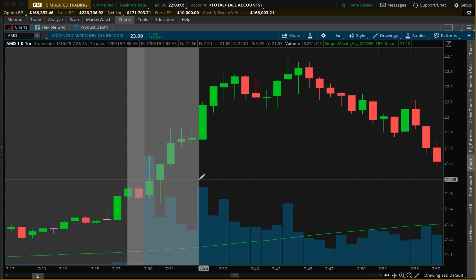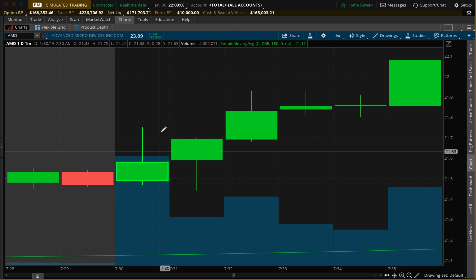To read these charts and these candlesticks, there are wicks, which is this right here, and there are bodies, which is this right here. What those tell you is in this minute at 7:30 market open, the stock opened right here at 21.49 and it closed right here at 21.58. Wherever the candle body is, open and close, open and close.